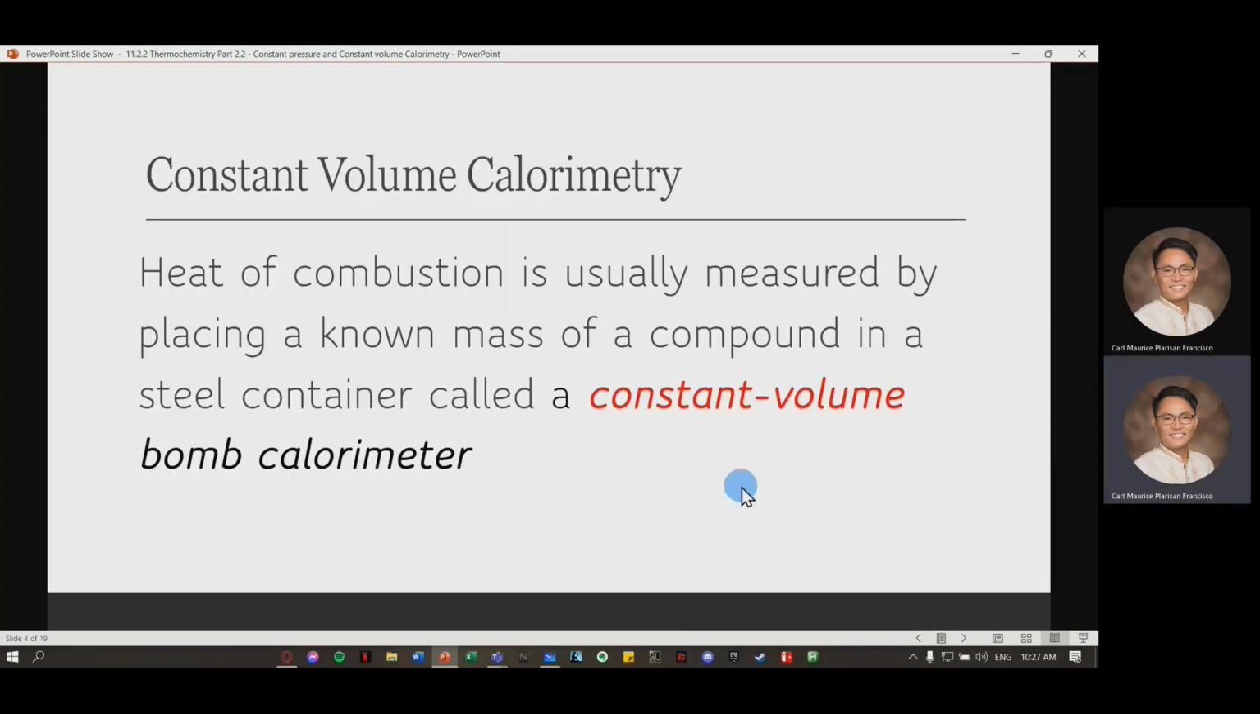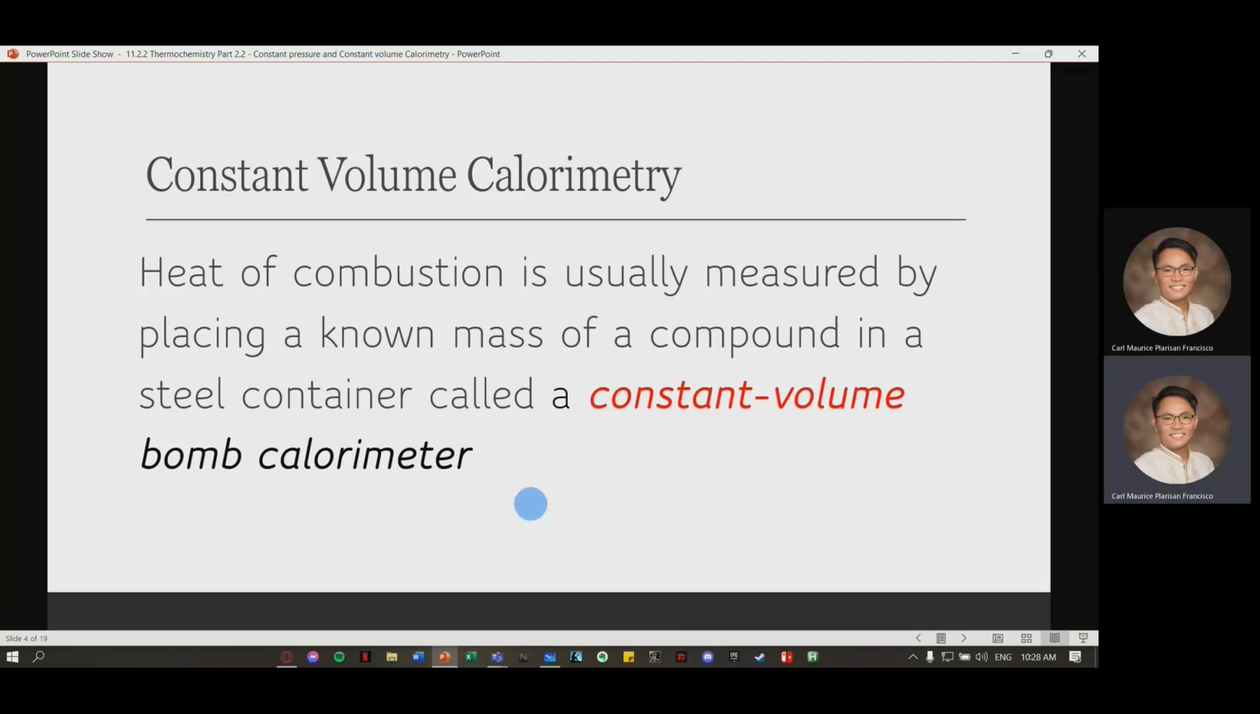Now, there are two types of calorimeter that we need to discuss in this lecture video. So number one would be constant volume calorimetry. Heat of combustion. Okay, so that means combustion is usually measured by placing a known mass of a compound in a steel container called a constant volume bomb calorimeter.